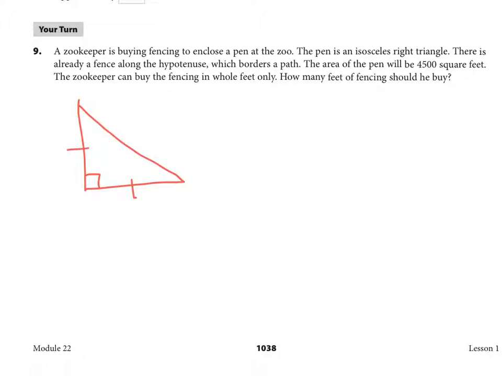There's already a fence along the hypotenuse. Well, the hypotenuse is the side across from the right angle. So that's all fencing already. And it says which borders a path. The area of the pen, okay, so now we need area of a triangle. Well, if you don't know, area of a triangle is 1/2 base times height. Will be 4,500 square feet.